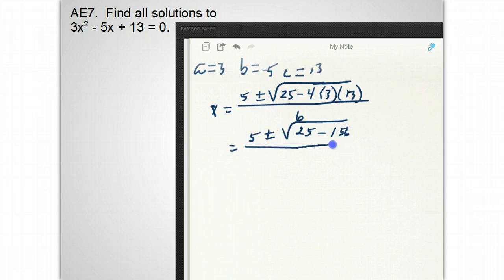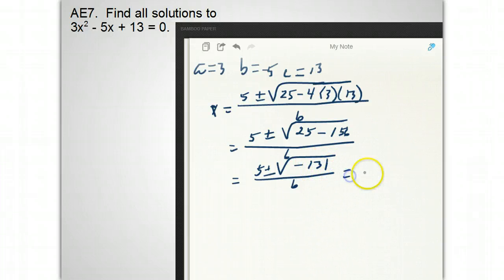Now, again, if we're thinking real numbers, we'd say let's stop right now, there's no solutions, but we don't stop, because we know that although there are no real number solutions, there are complex number solutions. So 5 plus or minus the square root of 25 minus 156 would be negative 131, all over 6. Again, notice there's a negative number there. No real solutions, but we can write this as 5 plus or minus i times the square root of 131, all divided by 6.